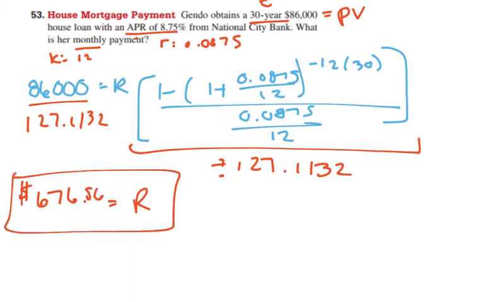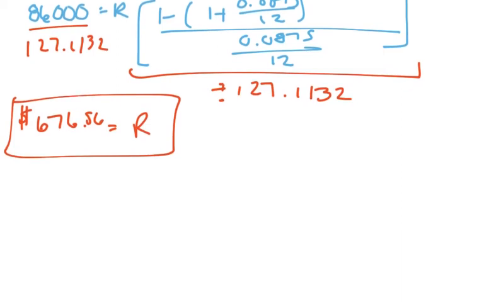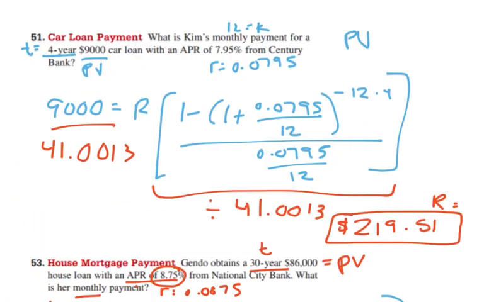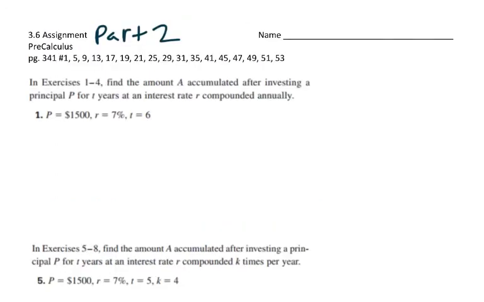Okay. Perfect. Not to mention that, oh my gosh, 8.75 is a huge percentage rate, because right now it's like 2.75. Okay, so either way, there we go. So those are the last few problems from 3.6.